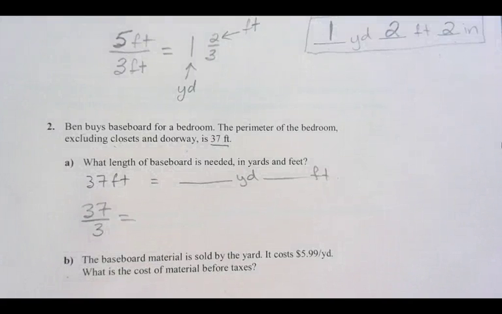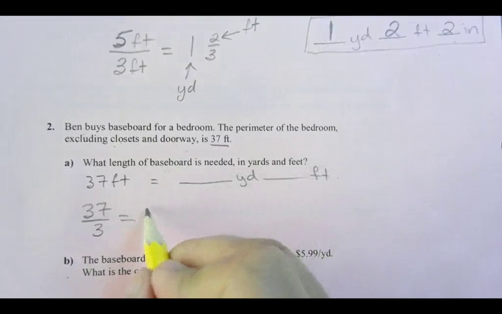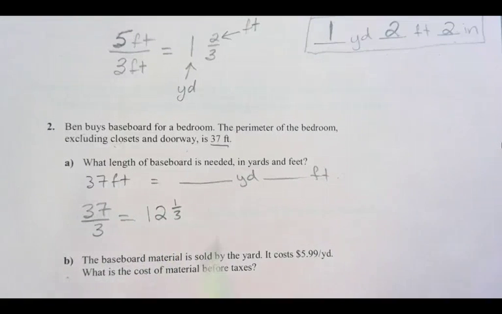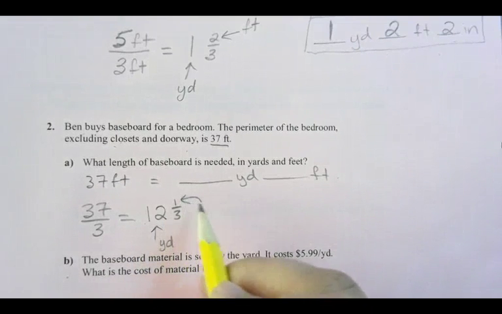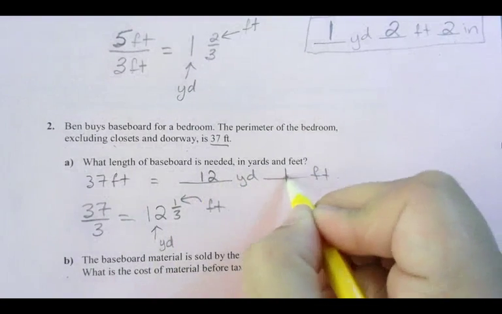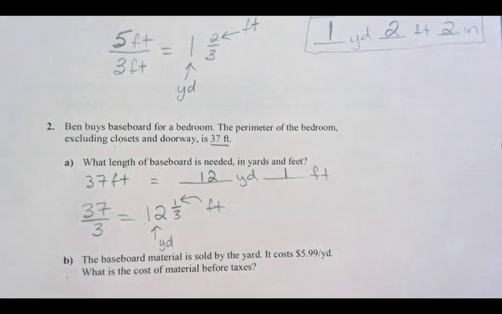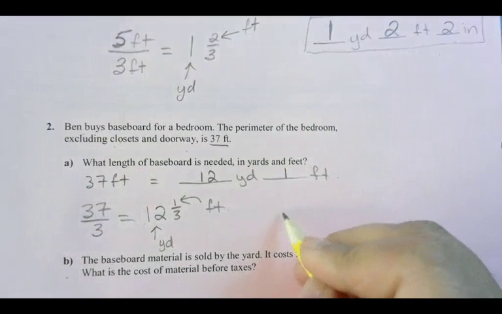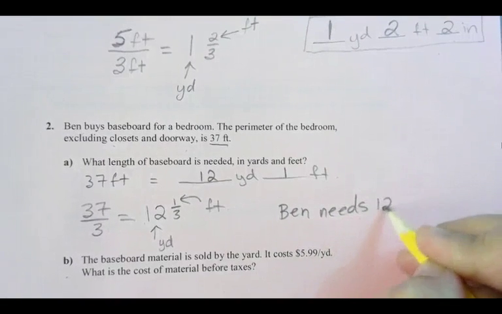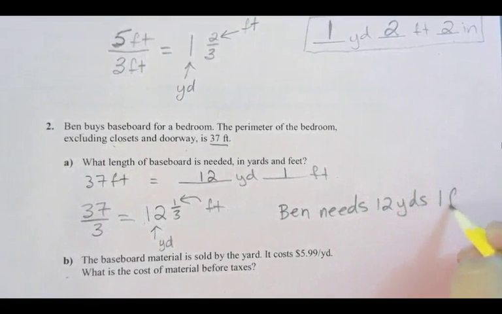And what is that converted to as a mixed fraction? 12 and 1/3. Okay, so that means that this is how many yards, and the numerator is how many leftover feet. So he needs 12 yards and 1 foot. Ben needs 12 yards and 1 foot. Make that 1 look like a 1.